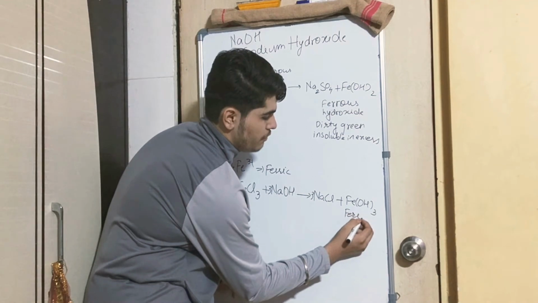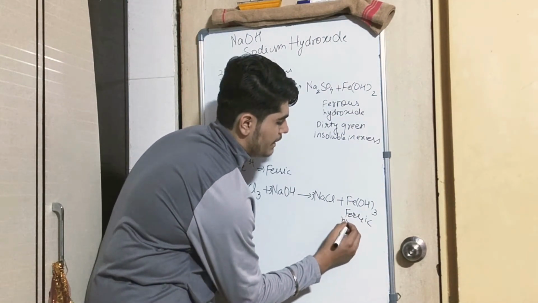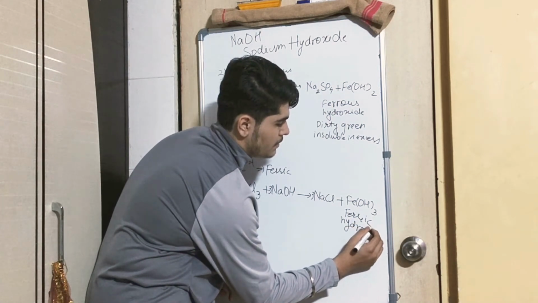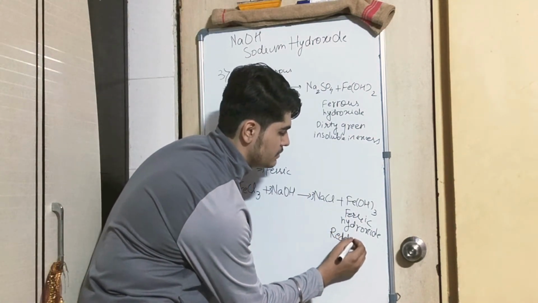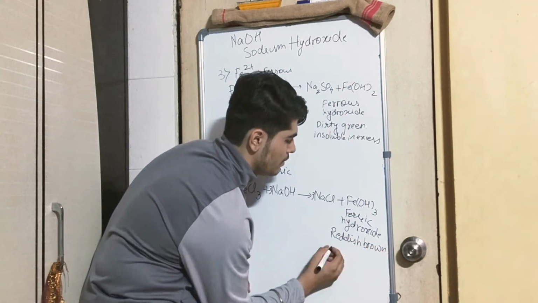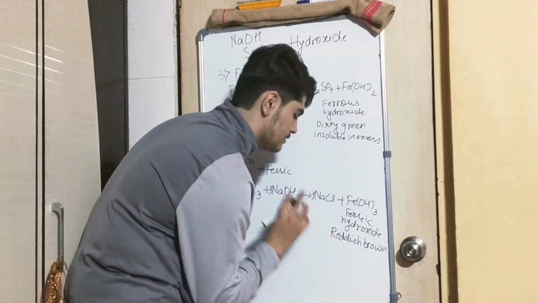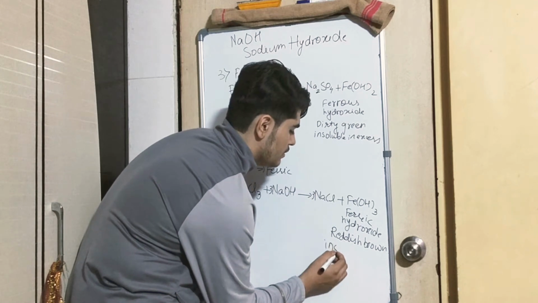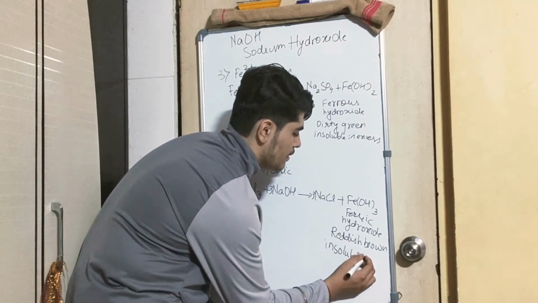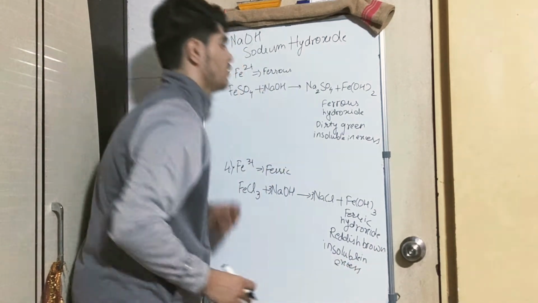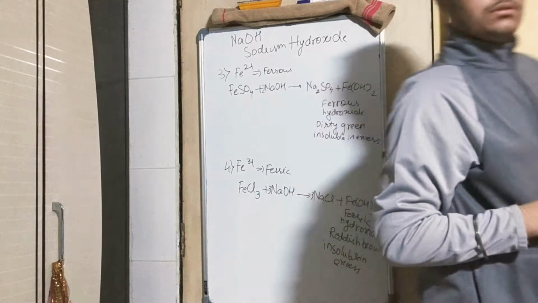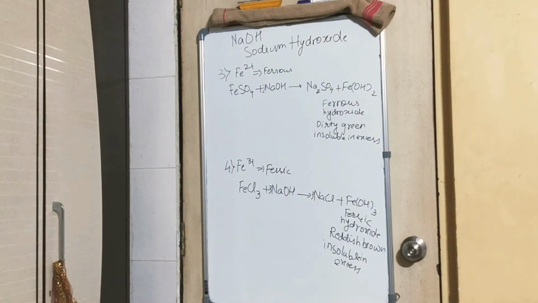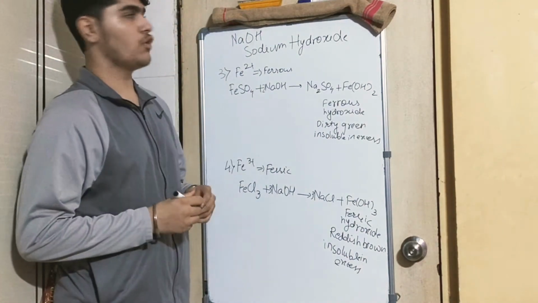So this is ferric hydroxide. This precipitate is reddish brown in color, and this precipitate is also insoluble in excess of NaOH solution. Copy it down. I hope you have copied.